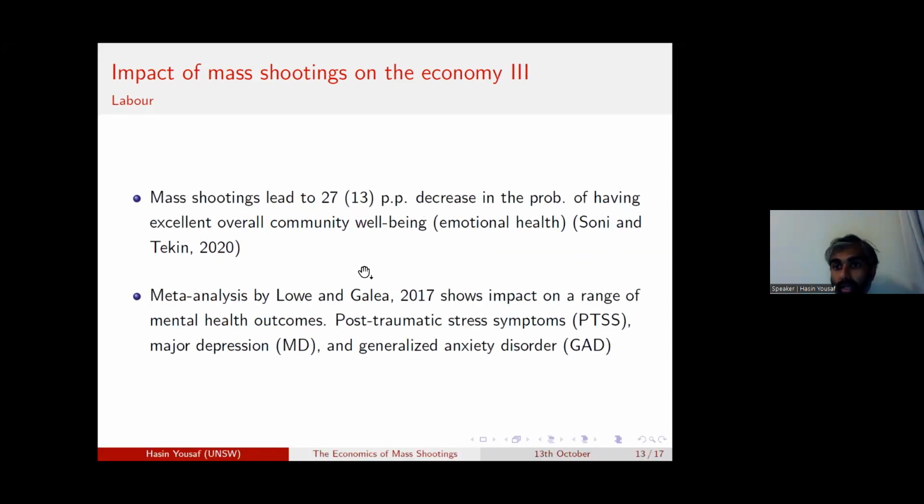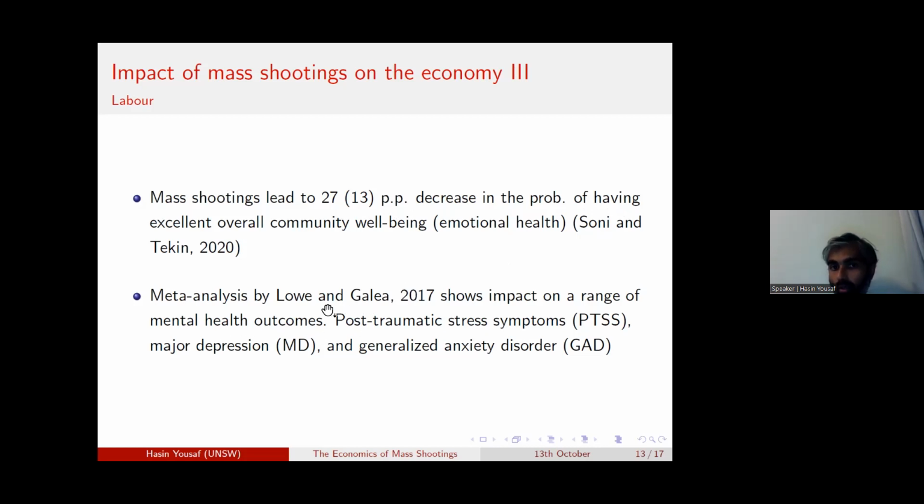Similarly, there is evidence on the impact on labor, which is one of the main channels through which the economy is impacted. So how can there be an impact on labor? The impact on labor is mainly through mental health or mental well-being. Sony and Tekin in 2020 used mass shootings, and they find that mass shootings lead to a 27 percentage point decrease in the probability of having excellent overall community well-being, and a 13 percentage point decrease in the probability of having excellent emotional health. So your emotional health and well-being is affected, which has a direct effect on your productivity.